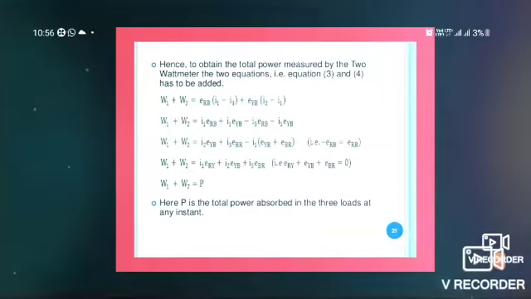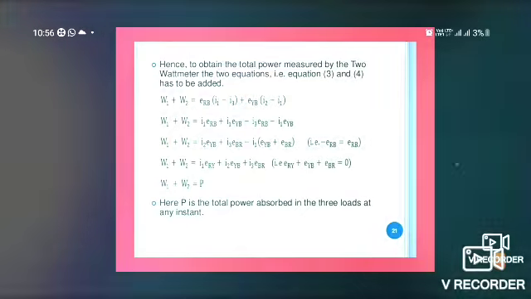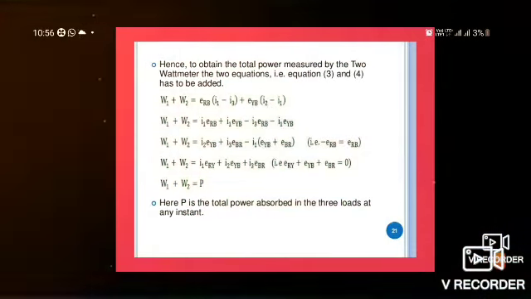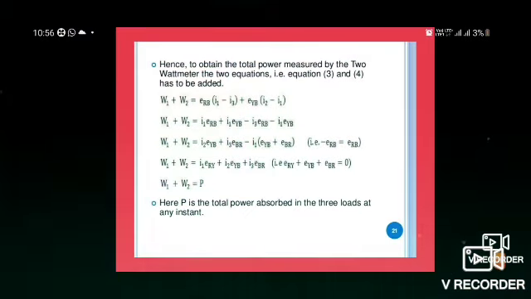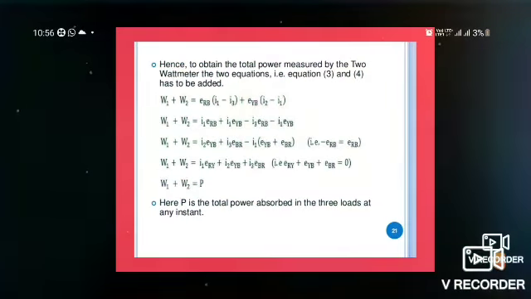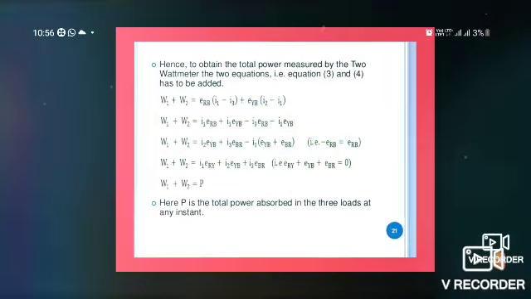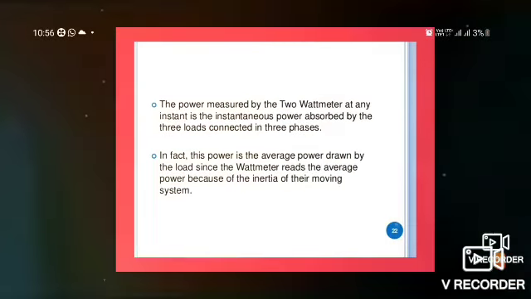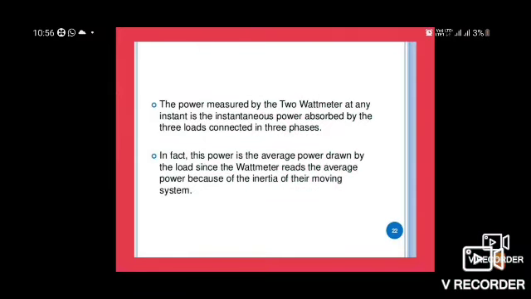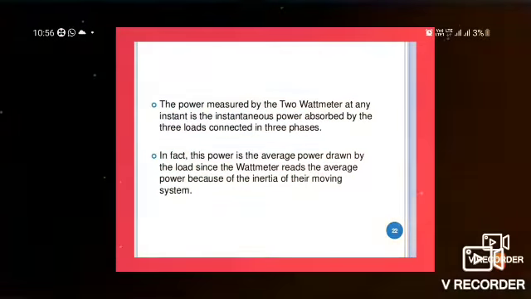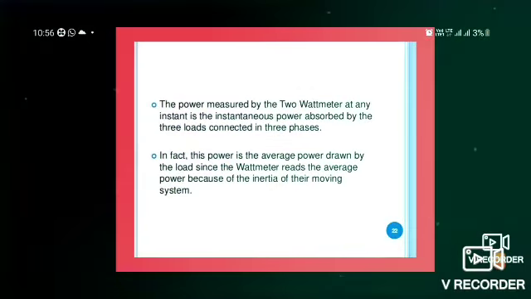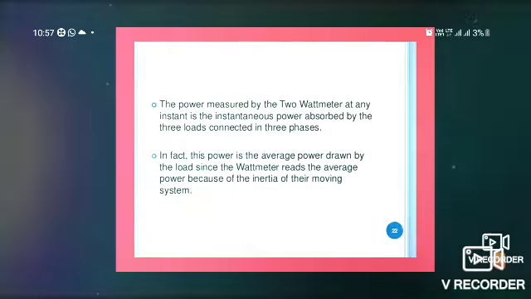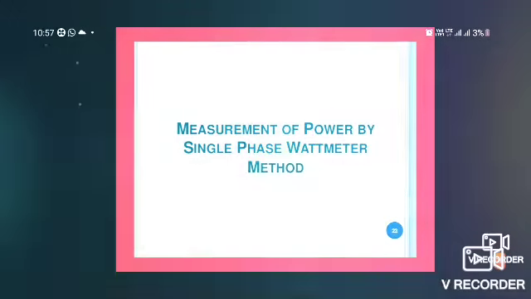For delta connection, ERY plus EYB plus EBR equals 0. For star connection, IR plus IY plus IB equals 0. Therefore, W1 plus W2 equals P, where P is the total power absorbed in the three loads at any instant. So the power measured by the two wattmeters at any instant is the instantaneous power absorbed by the three loads connected in three phases. In fact, this power is the average power drawn by the load, since the wattmeter reads the average power because of the inertia of the moving system.